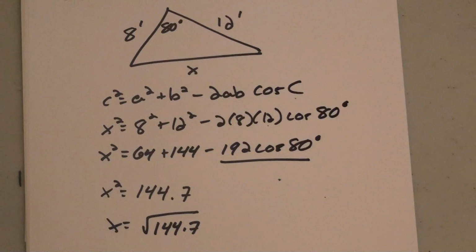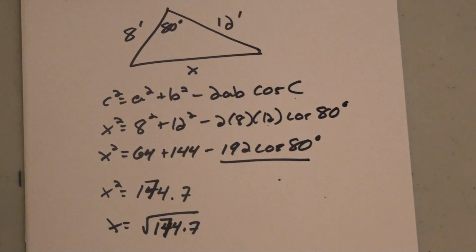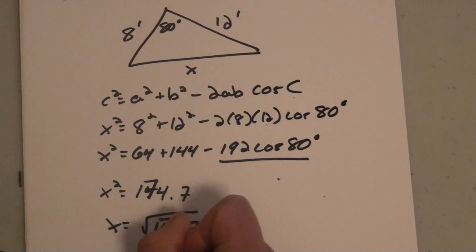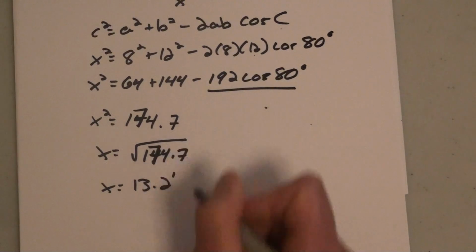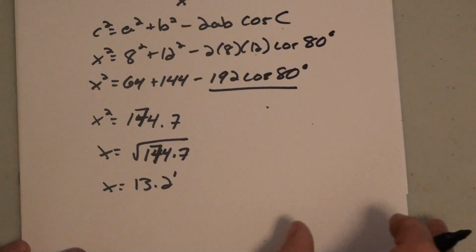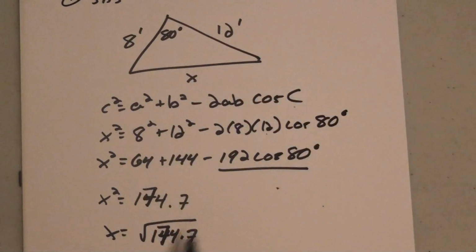So take the square root of 174.7, and that's going to equal 13.2. And that's 13.2 feet. That is an example of using side angle side and putting it into the formula.